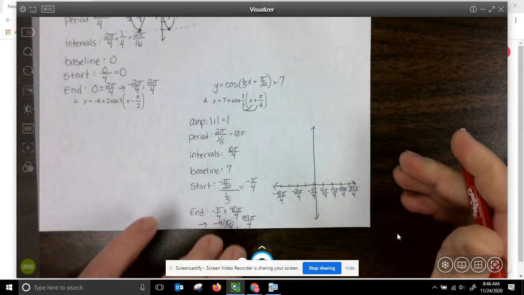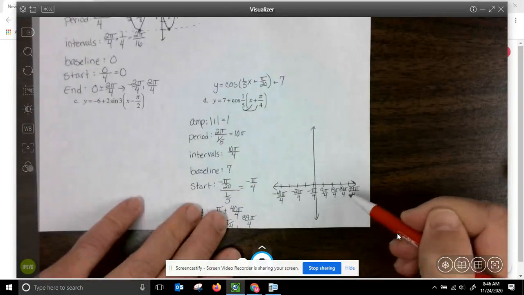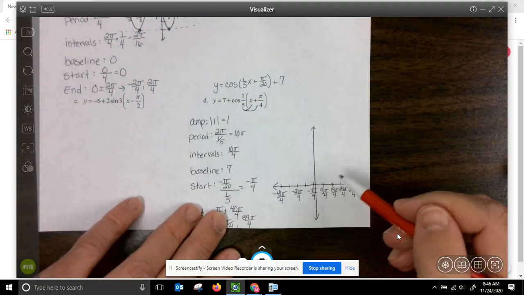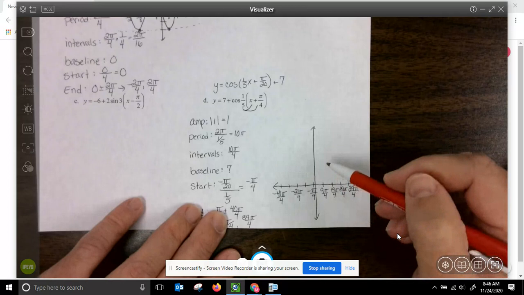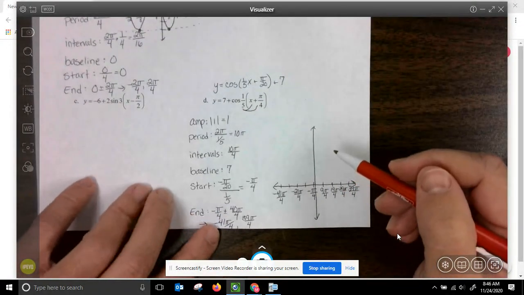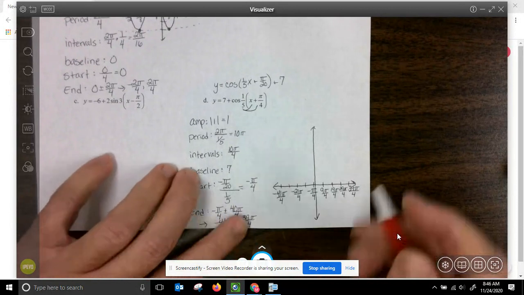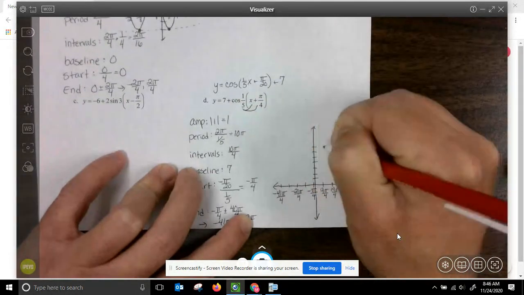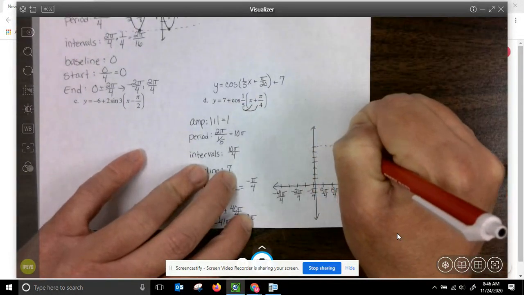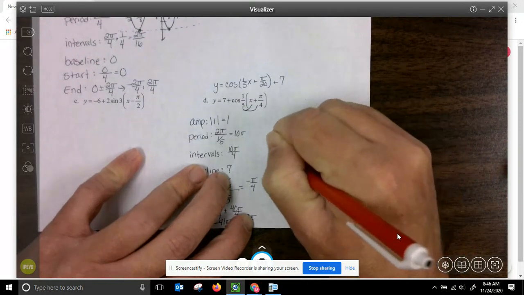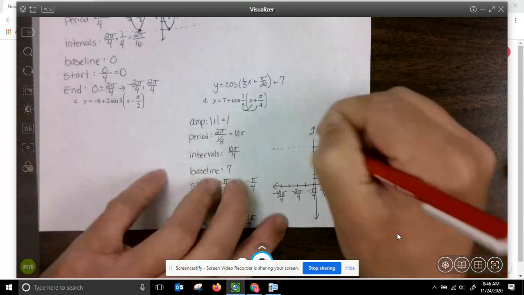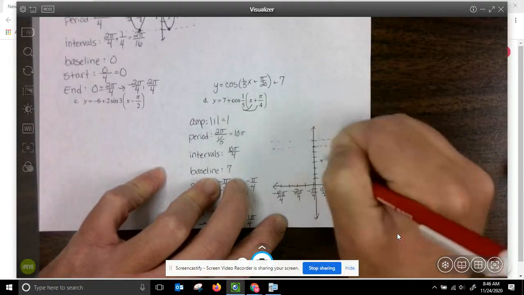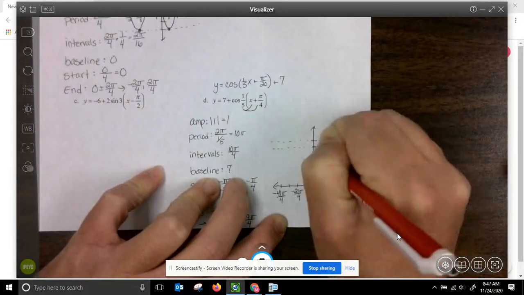Right, the second thing we need to think about when 0 is not one of our intervals is that when we're going through and putting our points on our guidelines, right, there will not be a point on my y-axis. That's probably the most commonly made mistake. All right, so we know that our baseline here is 7. So I have to go up 1, 2, 3, 4, 5, 6, 7. All right, so here is my baseline. All right, our amplitude is just 1, so that means I go up 1 for my maximum, and I go down 1 for my minimum.